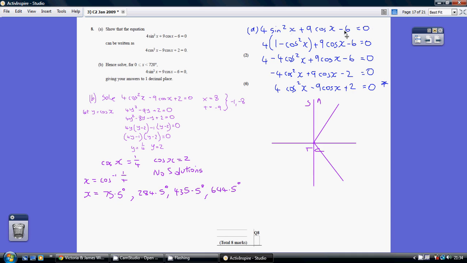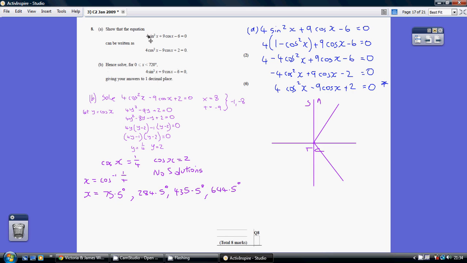So here's where we're starting. Sin squared x is the same thing as 1 minus cos squared x, because as I said, cos squared x plus sin squared x equals 1, and we just rearranged a bit. So we then multiply out the bracket, 4 minus 4 lots of cos squared x. Gather together our 4 and minus 6, gives us this. Change all the signs, so divide or times by minus 1, gives us this, which is what we're required to show.